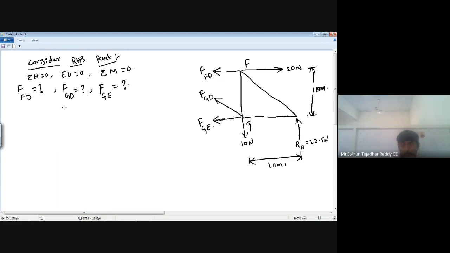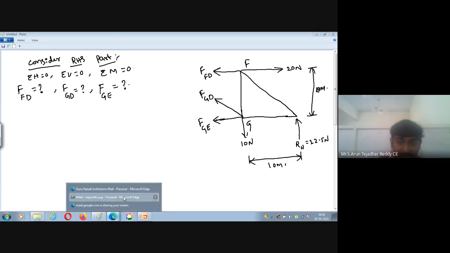First of all, before going to solve these three unknowns, first you need to check, is there any inclined member acting here? Any inclined member?